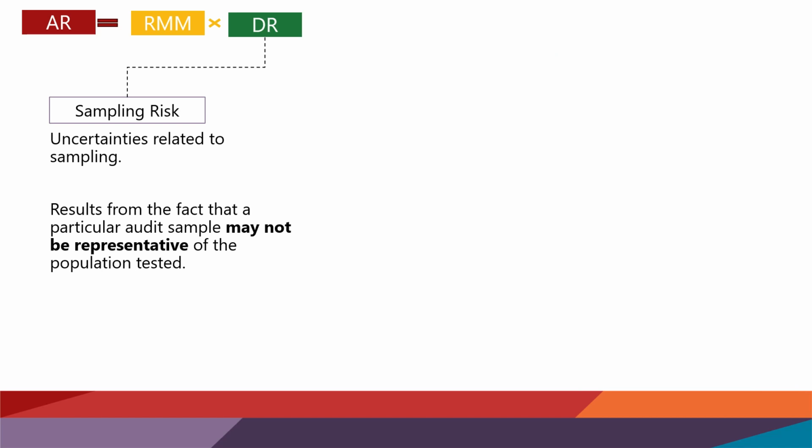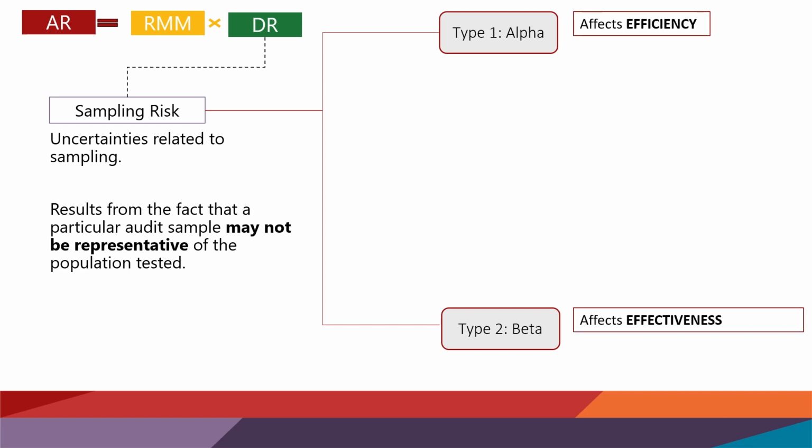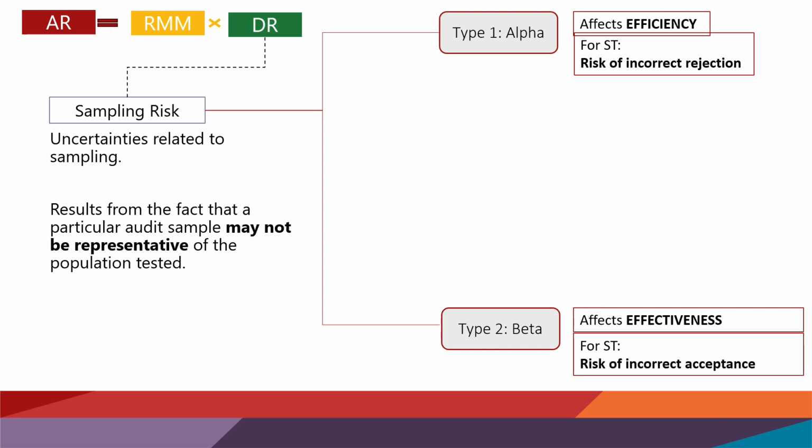Now, we also apply the same concepts, but this time in the case of substantive testing. So, again, it still affects efficiency and effectiveness for alpha and beta, but this time, if we talk about alpha risk or the type 1 risk, we now refer to it as the risk of incorrect rejection, meaning to say you have rejected what is correct. Okay. In the same manner, substantive testing beta risk will now be referred to as the risk of incorrect acceptance. You have accepted that which is incorrect.